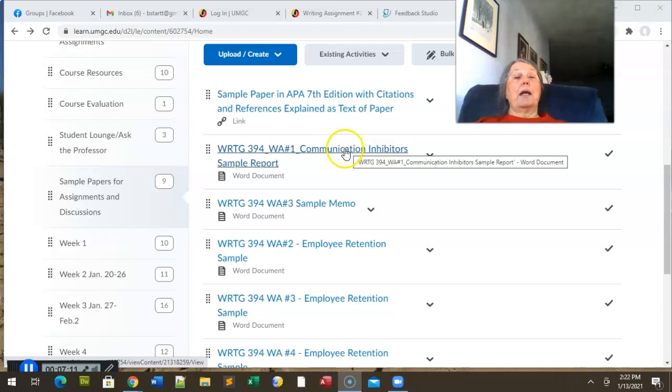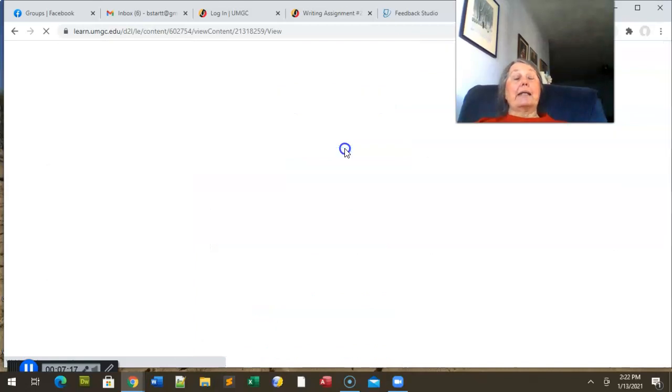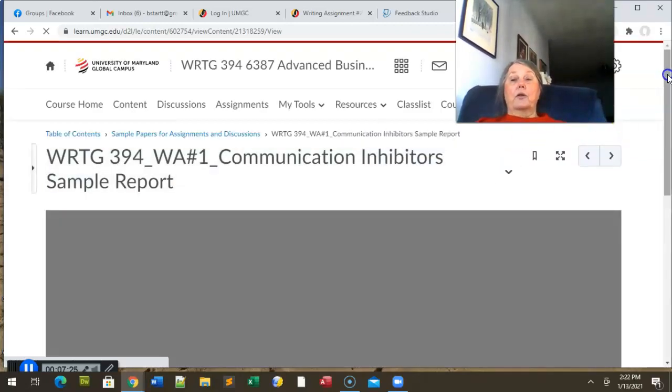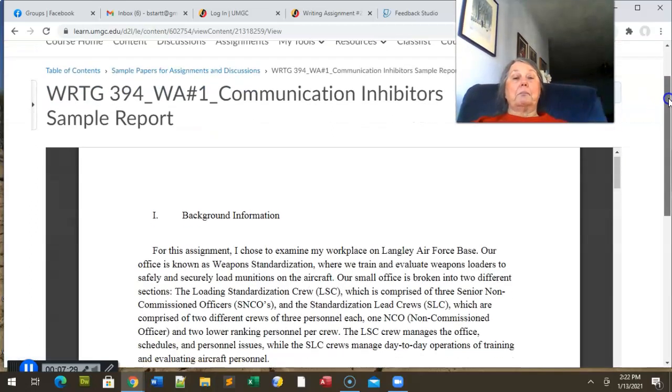It'll give you a copy of writing assignment number 1, and you can have a look at it, see how the paper should be organized, and what the expectation is for each writing assignment.